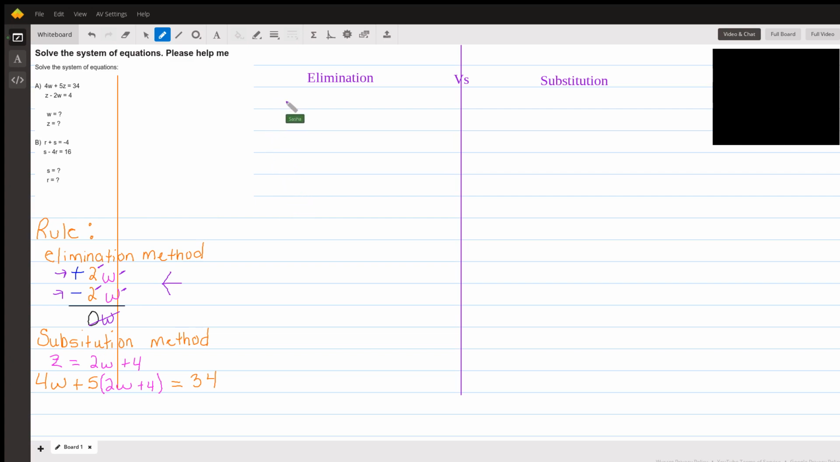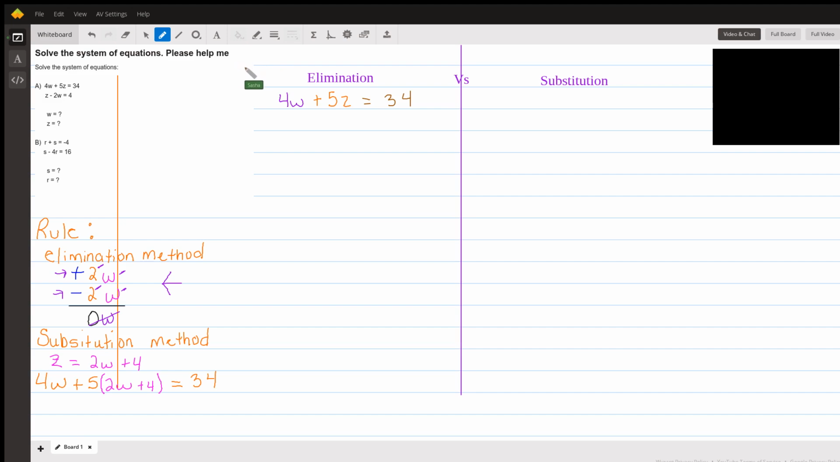We have 4 times W, okay, that's the first term, plus 5 times Z, that's that second term, okay, is equal to 34. Now, when I look at this problem, I can see that substitution is going to be the easiest strategy, but I'm going to teach both, okay?